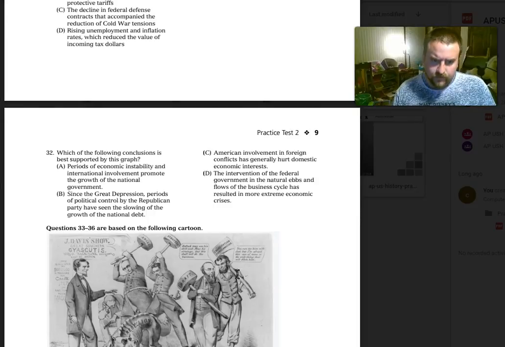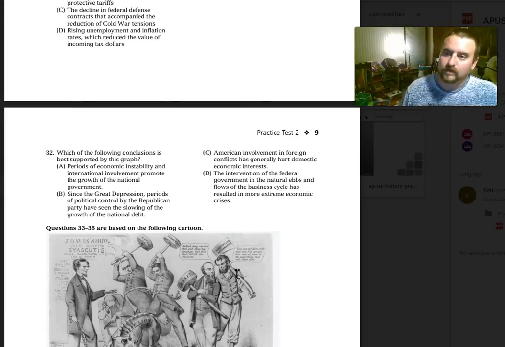32. We have which of the following conclusions is best supported by the graph. Again, most people, or more than half of people, got this one right. We're just trying to clear it up because it wasn't like 80% got this right. Alright, so with 32, this one is either going to be between A or C is what kind of people we're taking a look at. C, we have American involvement in foreign conflicts has generally hurt domestic economic interest. And then A, periods of economic instability and international involvement promote the growth of the national government.